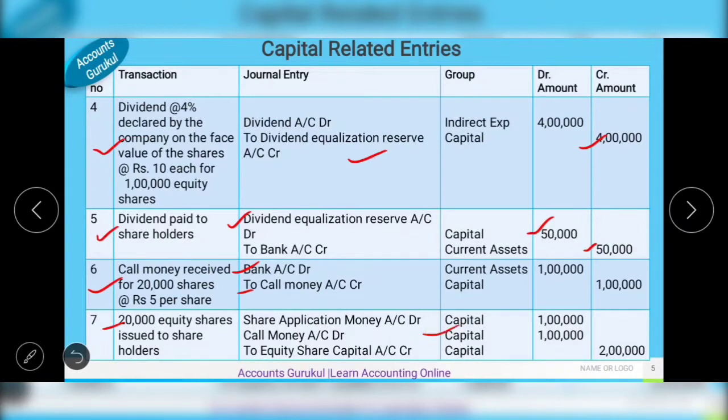So these are all entries related to the capital entries for each and every stage, how it looks and how we have to pass the entry into the systems. Now the next we are going to discuss cash and bank related entries. So cash and bank related jo transactions hote hai, to uske related jo entries hai, wo how we have to pass into the systems, that we are going to discuss here.